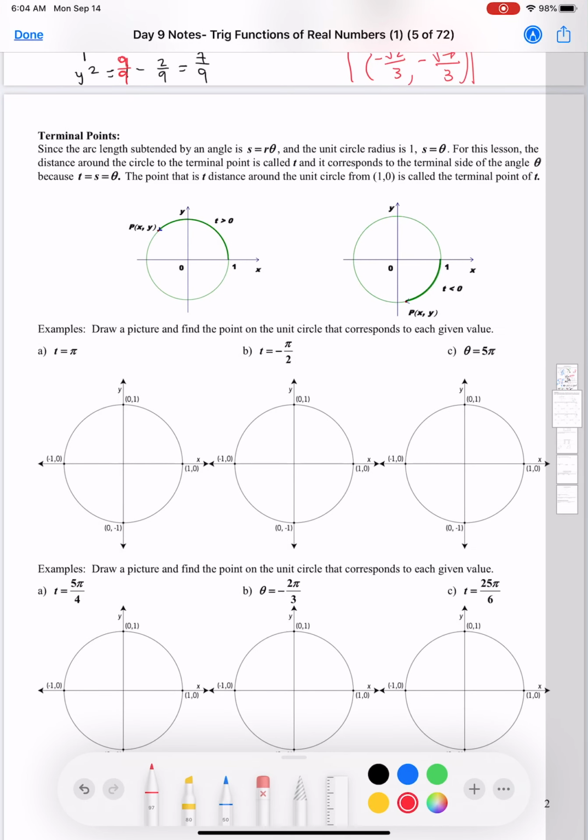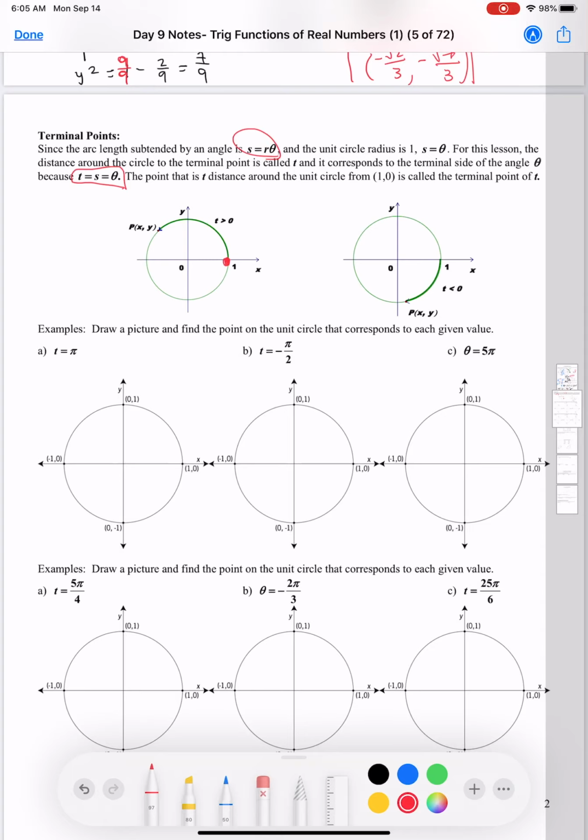All right, so since the arc length subtended by an angle is as such, we did that in the last notes, and for the unit circle, the radius is 1. For this lesson, the distance around the circle to the terminal point is called t, and it corresponds to the terminal side of the angle. The point that is t distance around the unit circle from 1, 0, that value right here, is called the terminal point of t, okay?